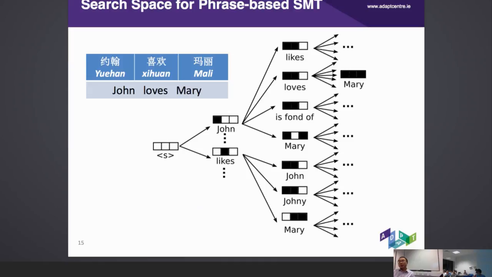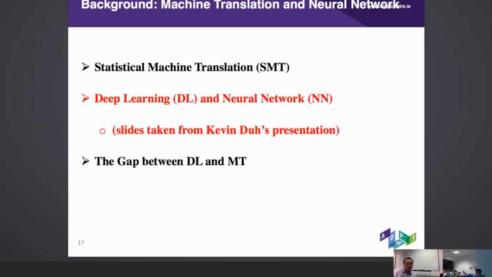So in the search process, we rank all the candidates by a statistical model, by a probabilistic model. This model is defined in statistical machine translation. Okay, that's the basic idea of statistical machine translation.